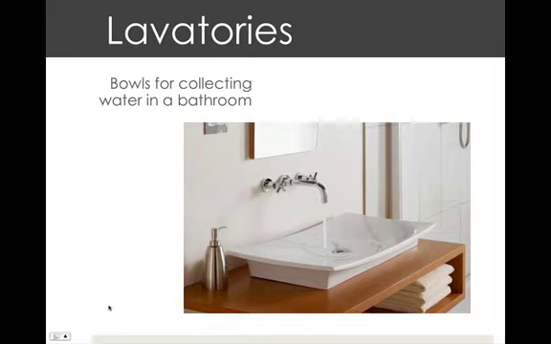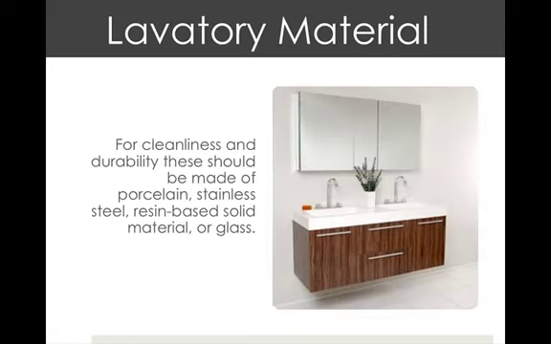Lavatories are often called sinks, but they're essentially bowls for collecting water in a bathroom. For sanitary purposes, the sink should be made of a hard, smooth surface that's scrubbable, like porcelain, stainless steel, and any resin-based solid surface or glass. Other materials could be vitreous china, steel, cast iron, marble, fiberglass, acrylic, anything that's not going to be affected by water and grow bacteria.